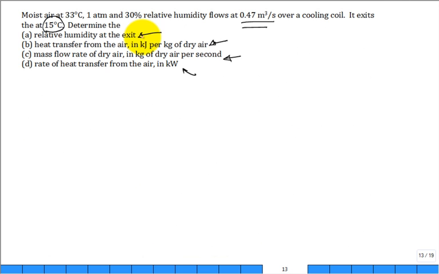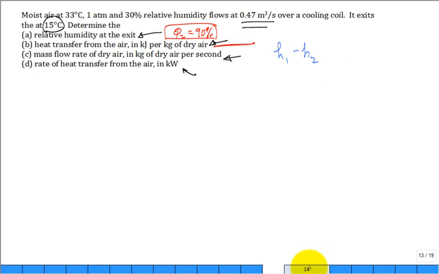What is the relative humidity at the exit? Phi2, we just read that off the chart. 90%, true? What is the heat transfer from the air in kilojoules per kilogram of dry air? What are they asking me for part B? Change in enthalpy, that's right. So depending if you want a positive answer or a negative answer, the first enthalpy is higher, and then the second enthalpy is lower. I like to work with positive quantities, so this will be a cooling.